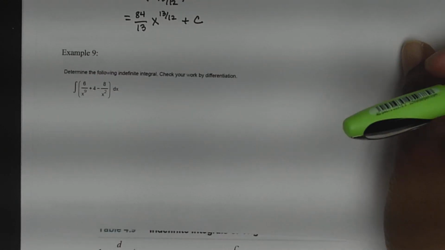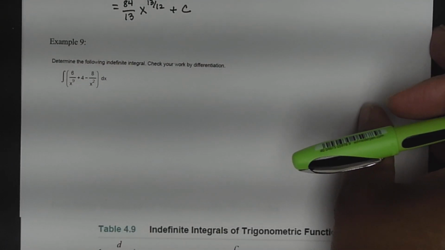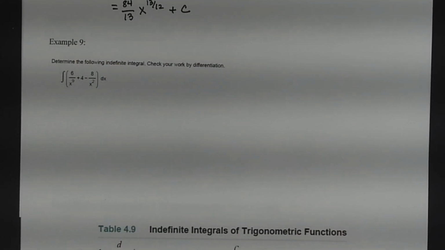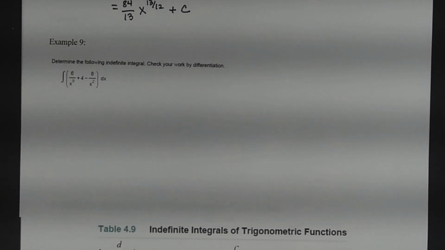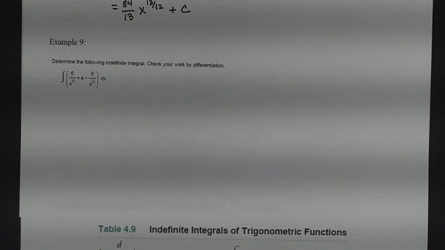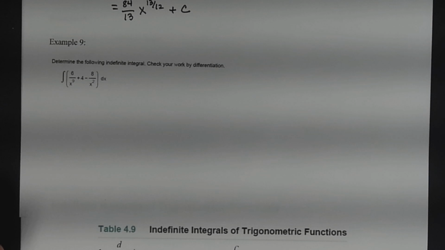All right, example 9 looks like this. Here we got the integral of 6 over x to the 9th plus 4 minus 8 over x squared dx.